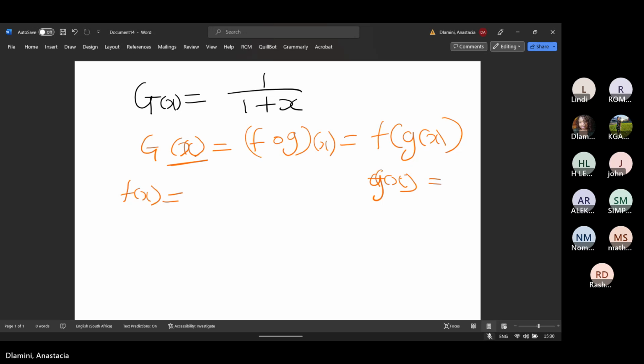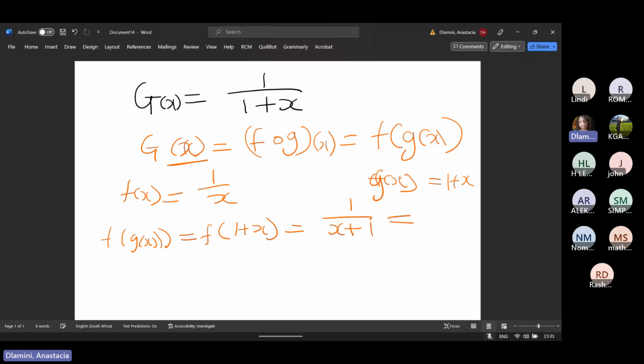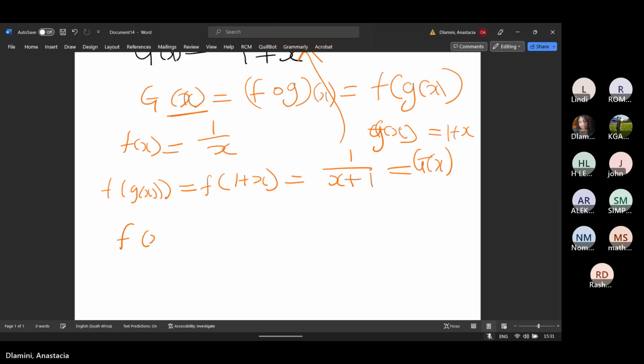g of x is 1 plus x, and then f of x is 1 over x. Let's see. So if you have f of g of x, that is f of 1 plus x, then 1 over x plus 1. So this is that. So therefore you are right. Another expression. Who can give me another one?